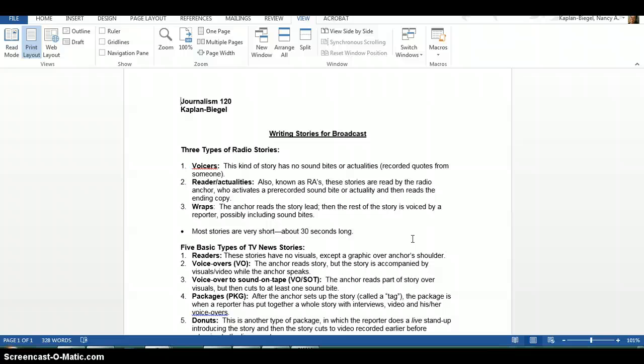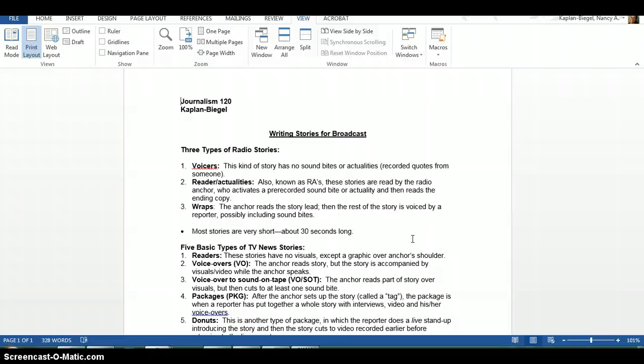A third type of radio story are raps, and that's when the anchor reads the story lead, kind of introduces it, and the rest of the story is voiced by a reporter. And that reporter will also include sound bites or actualities in his or her piece. If you listen to NPR News in the morning, you hear this a lot. You'll hear the anchor introduce a story, and then the reporter will take it over.